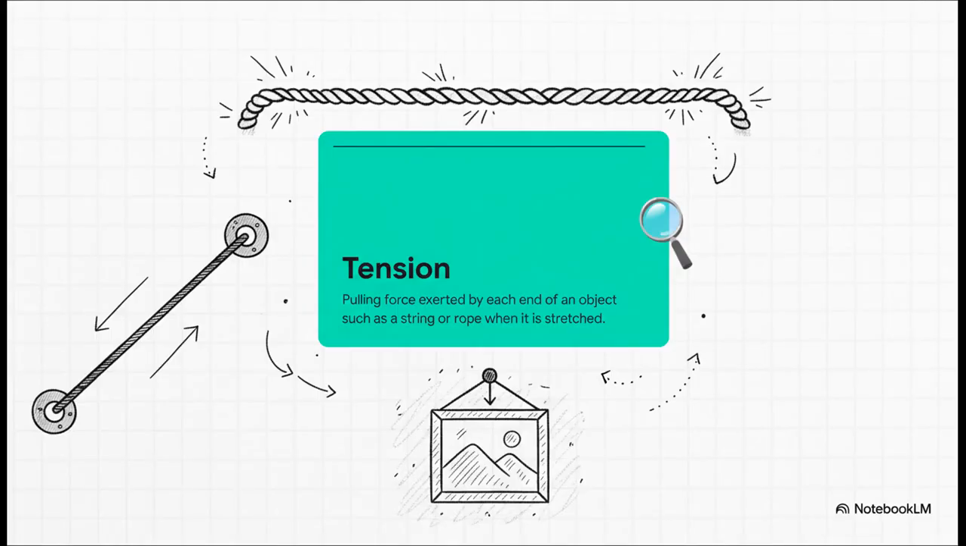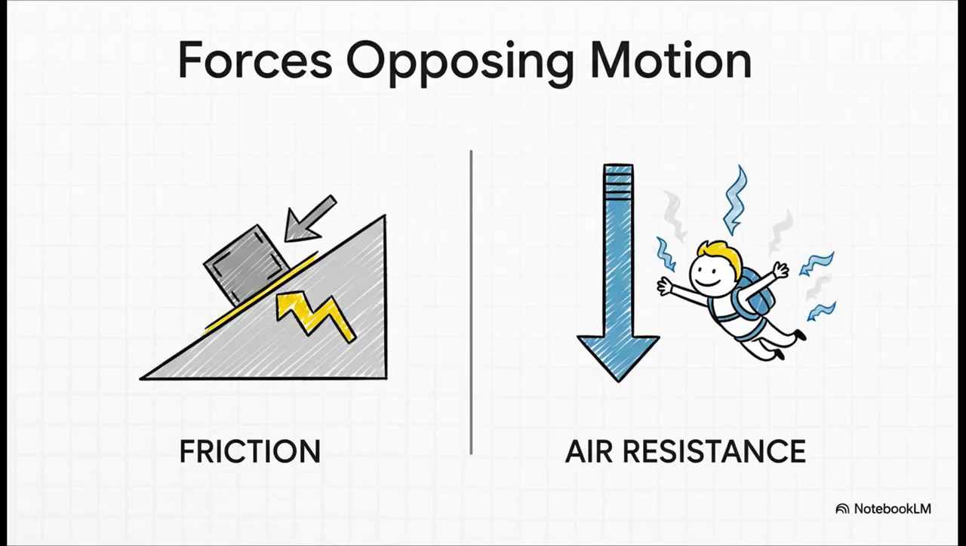Next up is tension. Anytime you pull on a rope or stretch a rubber band or hang a picture from a wire, you are creating tension. It's that pulling force that gets transmitted all the way through a string or a cable when it's being pulled tight from both ends.